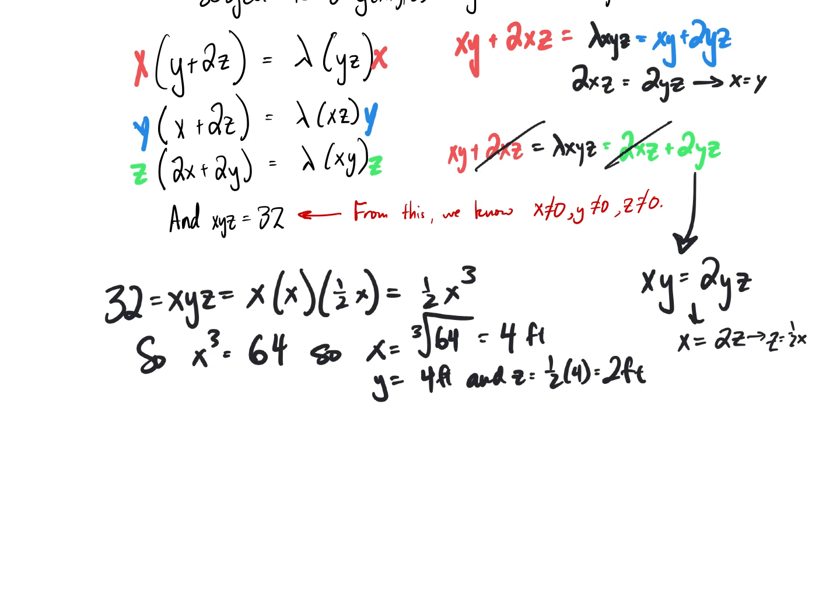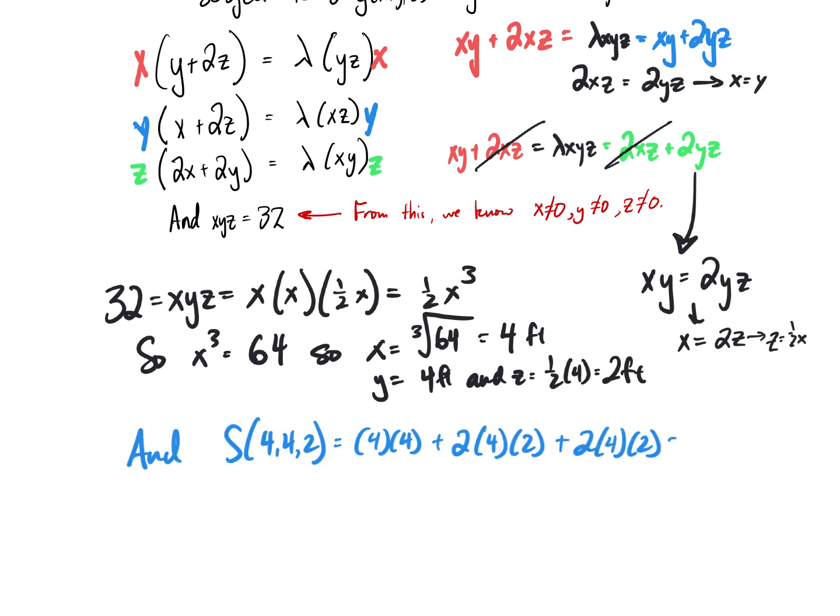Now, this problem doesn't ask you to find the amount of material that's needed, but we could do that. We could replace x with 4, y with 4, and z with 2. We'd get 4 times 4 plus 2 times 4 times 2 plus 2 times 4 times 2, which is 16 plus 16 plus 16, or in other words, 48, and that's going to be square feet.